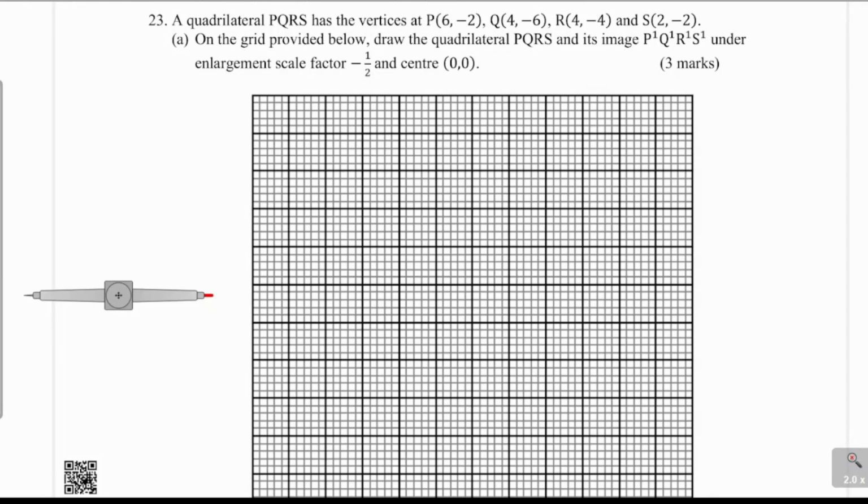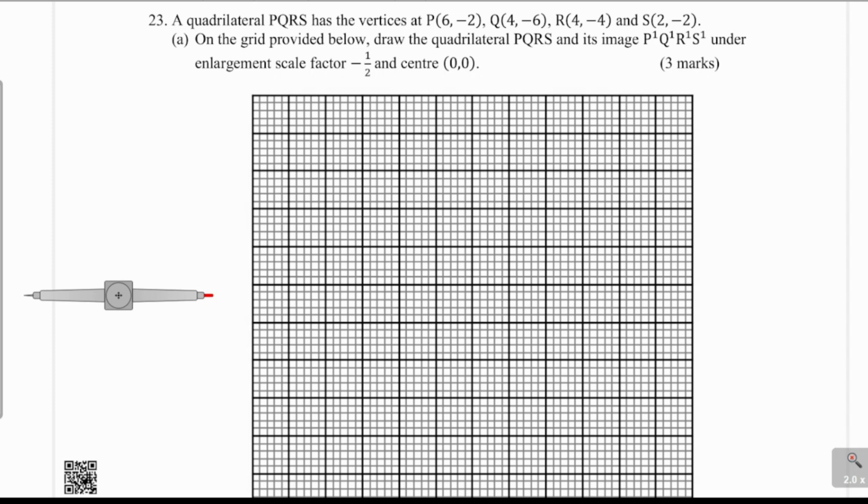Quadrilateral PQRS has vertices at P (6, -2), Q (4, -6), R (4, -4), and S (2, -2). Part A of the question: on the grid provided, draw the quadrilateral PQRS and its image P1, Q1, R1, S1 under the enlargement scale factor -1/2 and center (0, 0). So this is the first part.